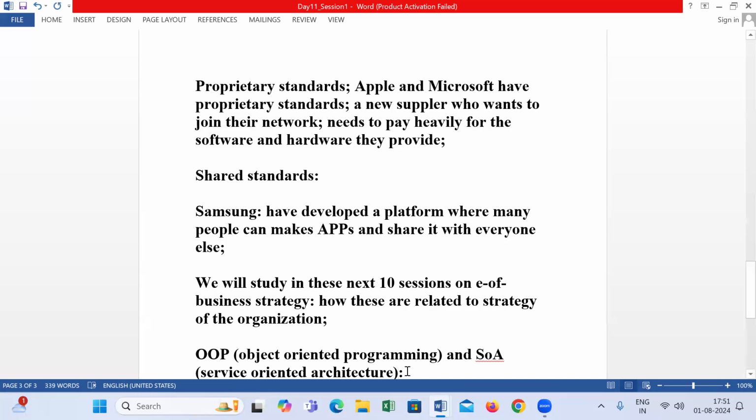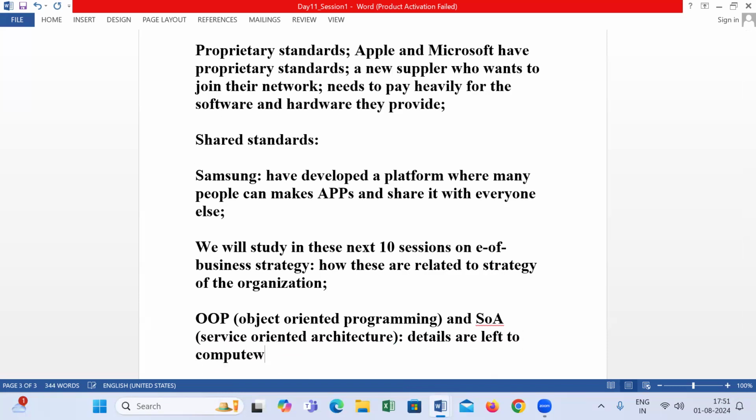So I will just briefly explain this. You need not be a computer expert to figure out what is required for which strategy. Details are left to computer specialists. So I'll write down here: details are left to computer specialists, and you can write them as a management person.